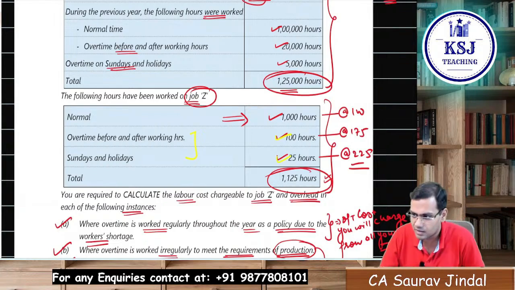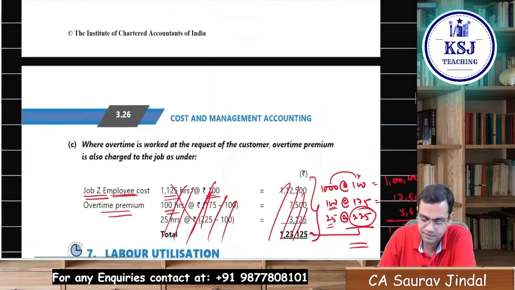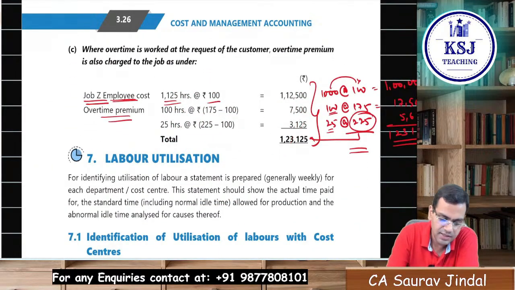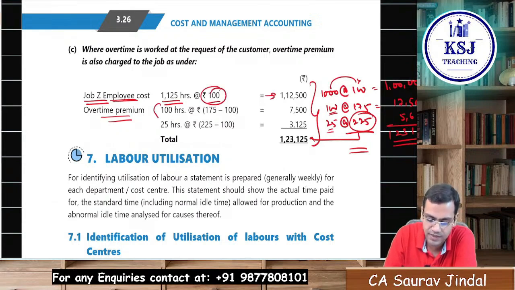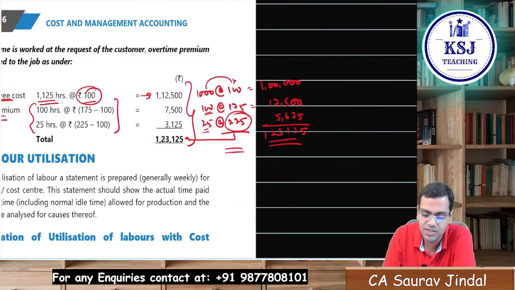See now, there are two alternatives of doing part C. Either the way the institute has done: they have taken 1125 hours, that is the total hours for which you are paying 100 rupees. Then they have shown only the overtime part. That is one way of doing it. Another way is to just charge the total cost.